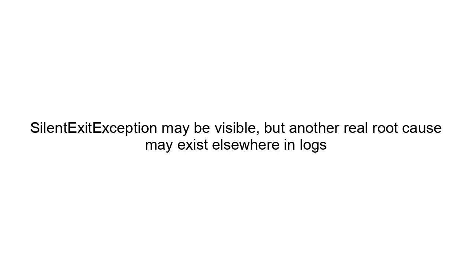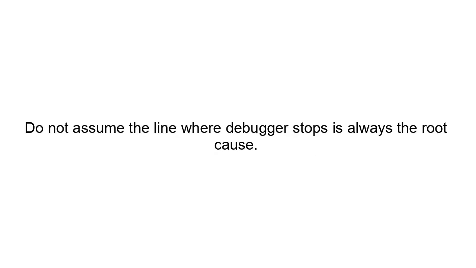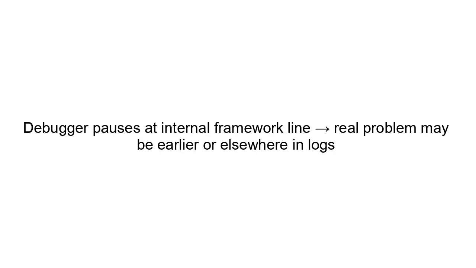Example concept: SilentExitException may be visible, but another real root cause may exist elsewhere in the logs. So always look at the full stack trace and console output, not just the paused debugger line. Important debugging rule: do not assume the line where the debugger stops is always the root cause. If the debugger pauses at an internal framework line, the real problem may be earlier or elsewhere in the logs. This is very important in Spring Boot debugging.